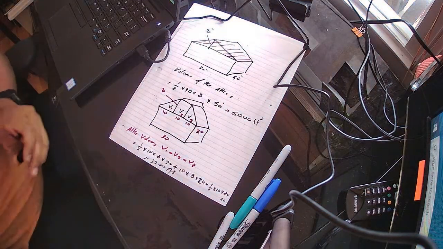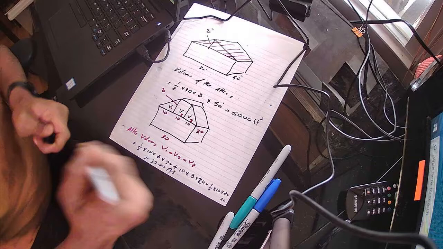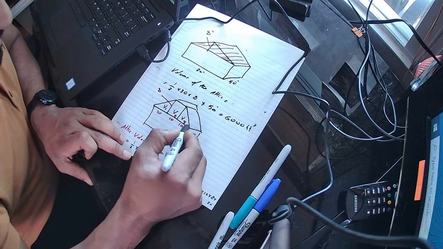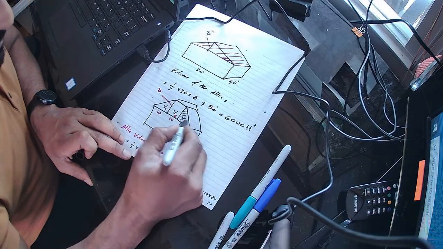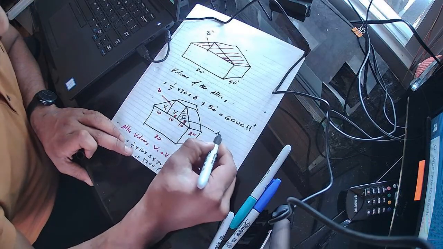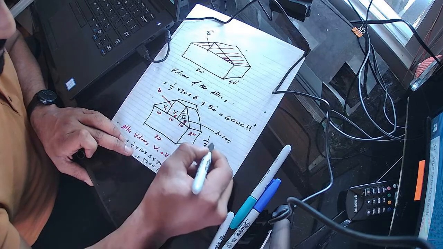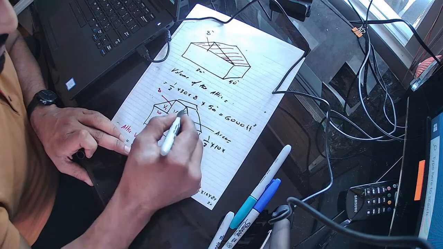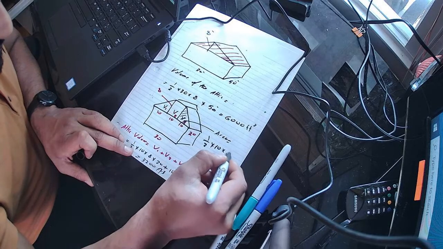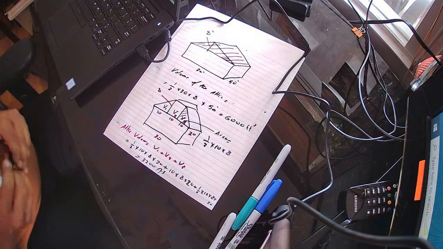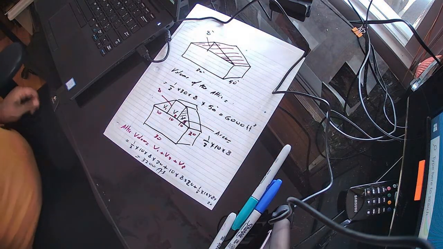So that's what it is to it. You just have to remember that the area of a triangle is half the base, which is 10, times the height, which is 8. And this is how you calculate the volume of the attic, and it's very important when you try to calculate infiltration.